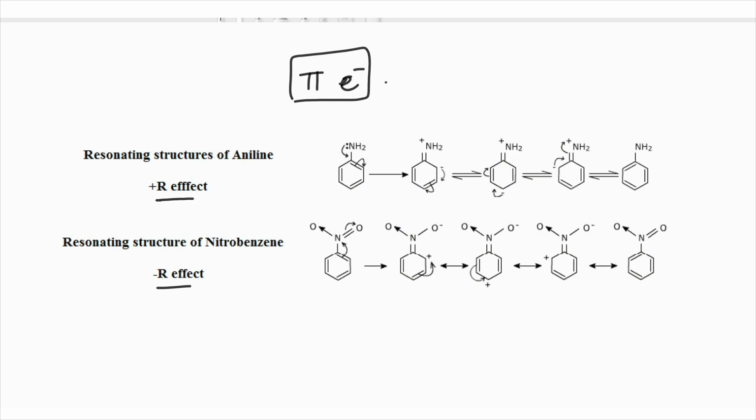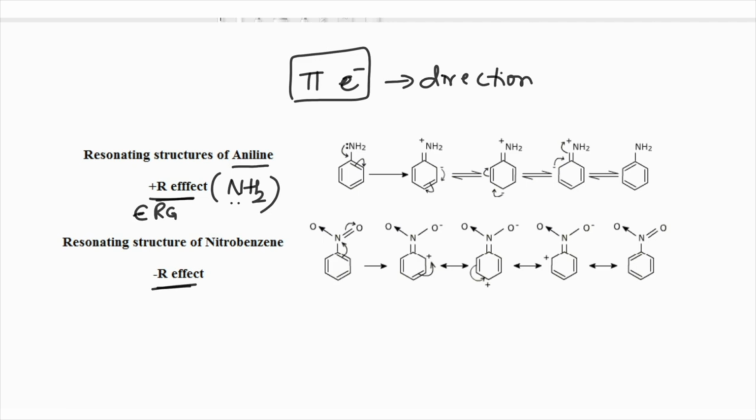Based on the direction of this shift, whether it is going towards the ring or away from the ring, or towards the molecule or away from the molecule, we will have plus R or minus R effect. Let us see this clearly with two different examples. First is aniline. Aniline is benzene with NH2. Here the NH2 group is considered a plus R group because of the lone pair on the nitrogen. It is acting as an electron releasing group.